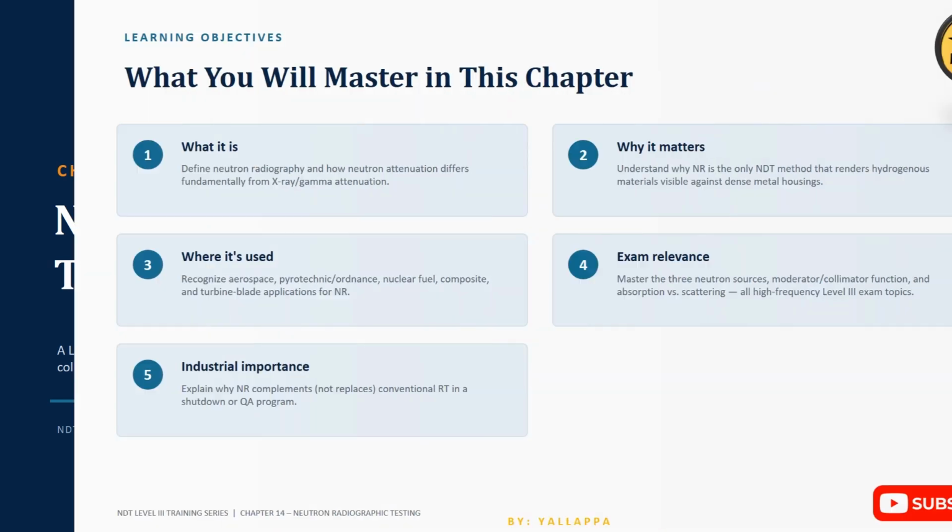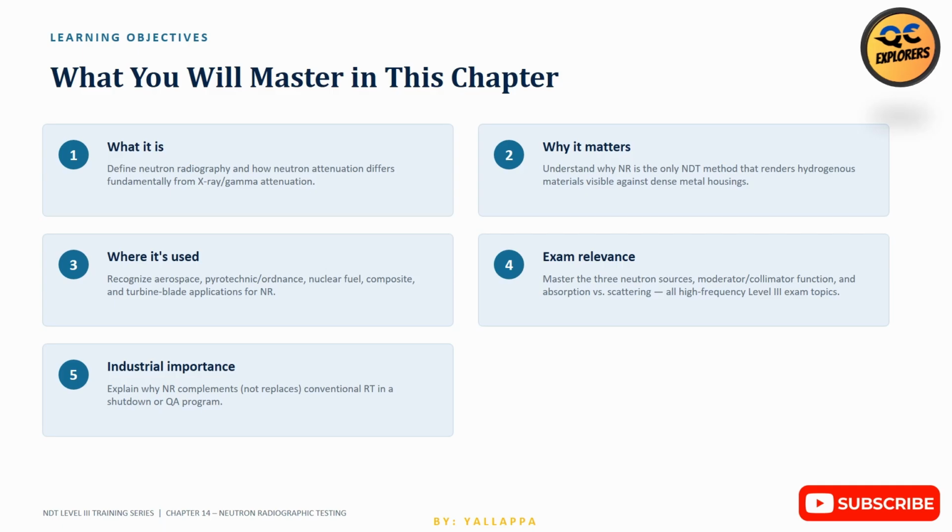end of this chapter. Before we begin discussing neutron sources and imaging principles, let's establish the learning objectives for this chapter. Having a clear understanding of these objectives will help you focus on the concepts that are most important for both industrial practice and your Level III certification examination. Our first objective is to understand what neutron radiographic testing actually is. You'll learn how neutron attenuation differs fundamentally from X-ray and gamma ray attenuation, and why these two radiographic methods often produce completely different images of the same component.